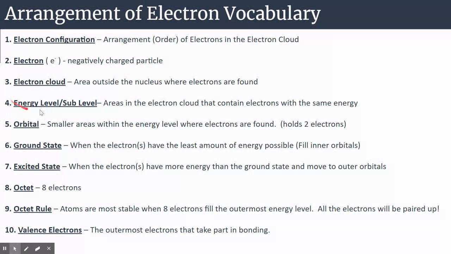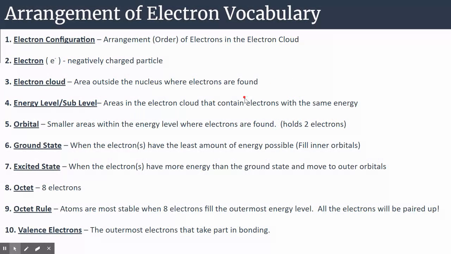Orbitals are even smaller than energy levels, and they can only hold 2 electrons. So if you think about it like a city, the electron cloud as a whole is the city. We can split up our city into streets and roads, kind of like how we can split up the electron cloud into energy levels. And then we can split up those streets and roads into houses, like we can split them up into orbitals.